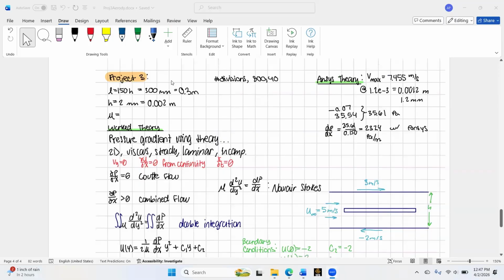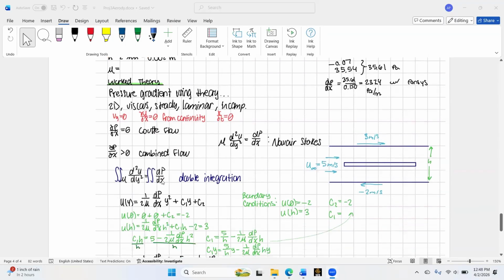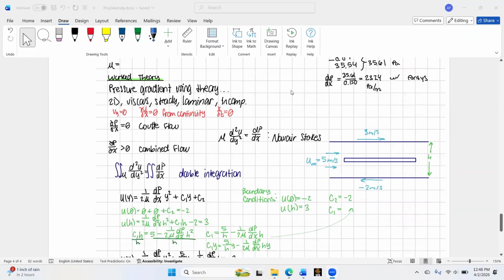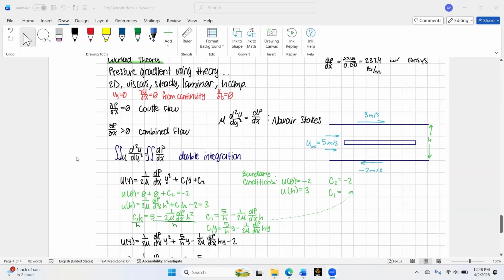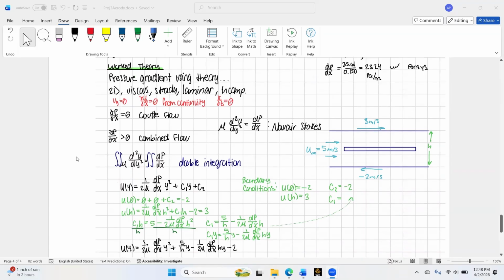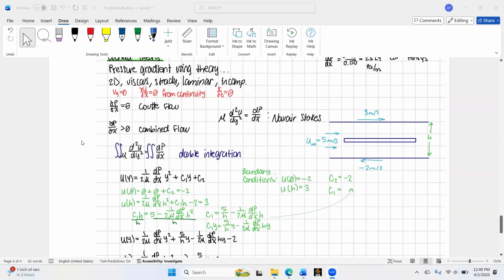We're going to be keeping the same length and height values for our worked theory, as well as using 2D, viscous, steady, laminar, and incompressible assumptions. From these assumptions, we can assume that our velocity in y is going to be 0. Our del u del x will also be 0 from the continuity equation, as well as our del t equals 0 from steady. Another thing to keep in mind is that del P del X, our pressure gradient in a Couette flow, is actually 0, and del P del X is greater than 0 for the combined flow. Just something to keep in mind.